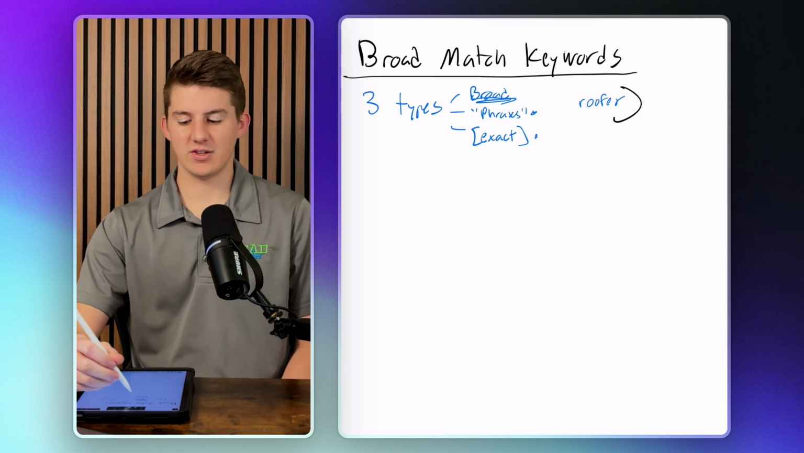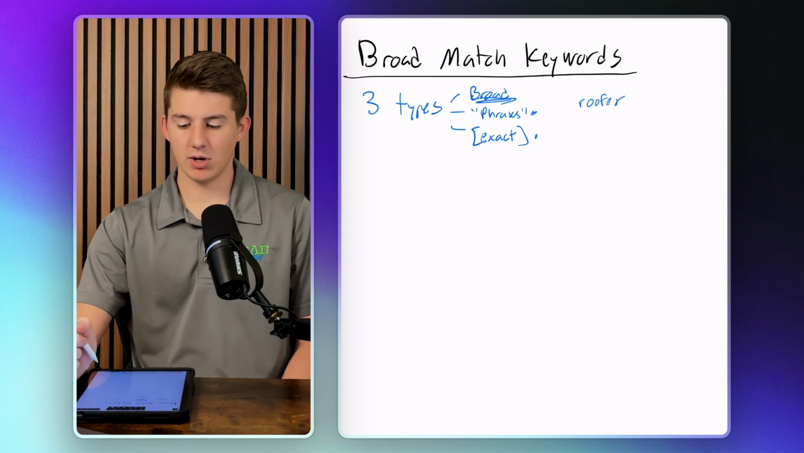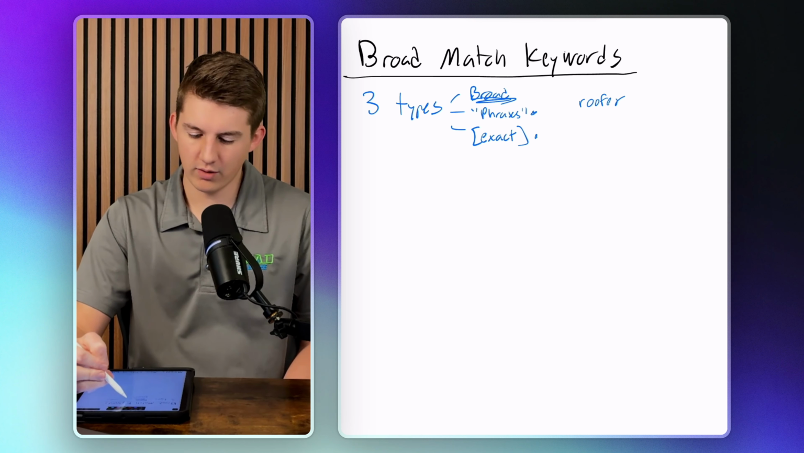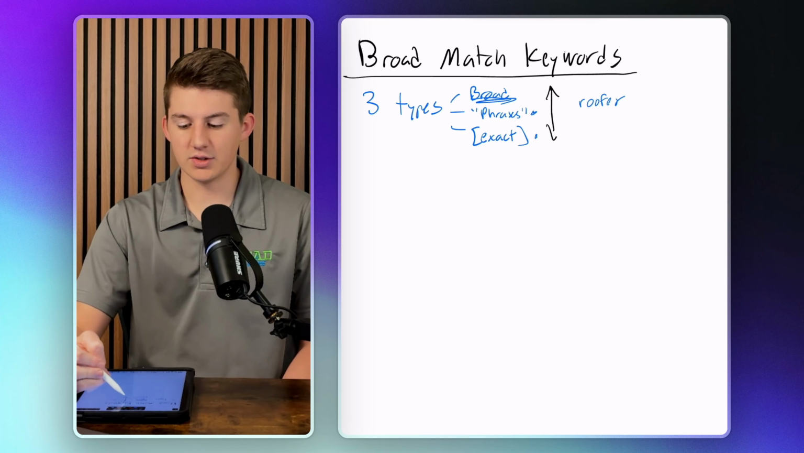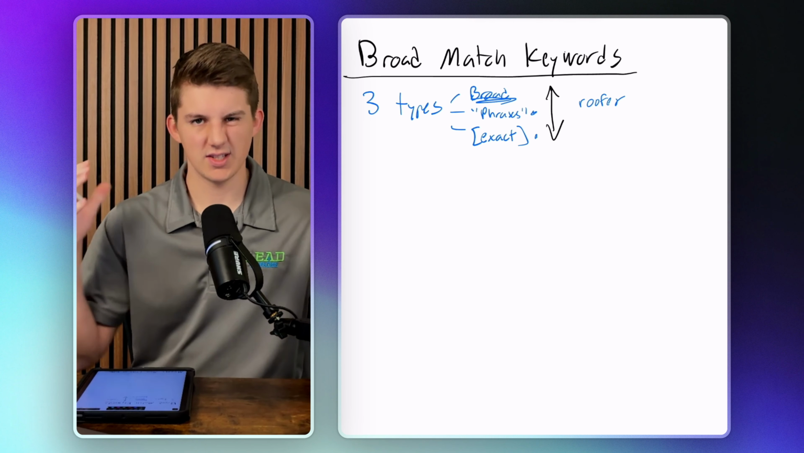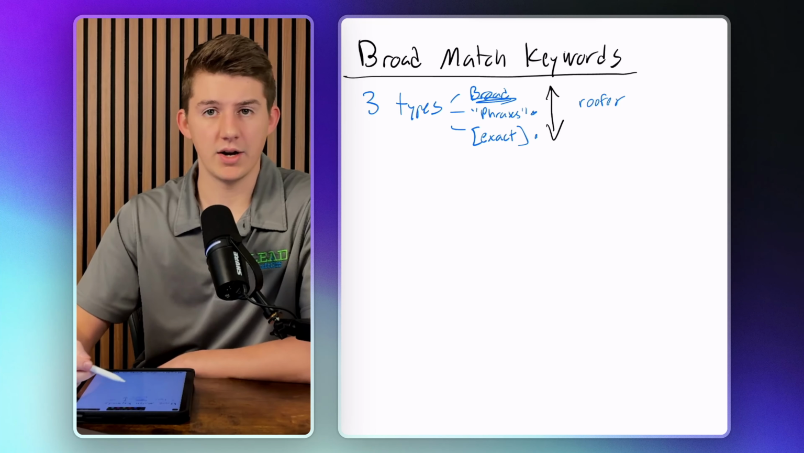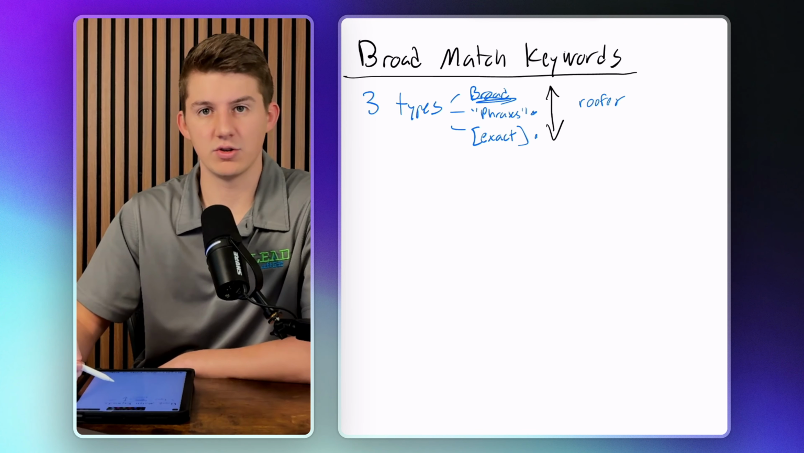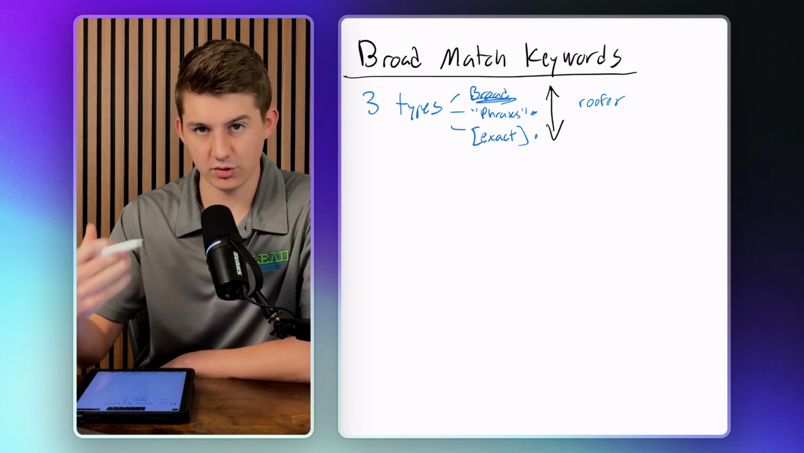Now, in reality, there's still some sway with exact, but the trend still holds the same, where broad is the highest level of variance in the type of searches you get, and exact is the tightest. Another way of saying it is by going broad, you're giving Google more control, and with exact, you're taking control back for yourself on the types of searches you want to show up for.